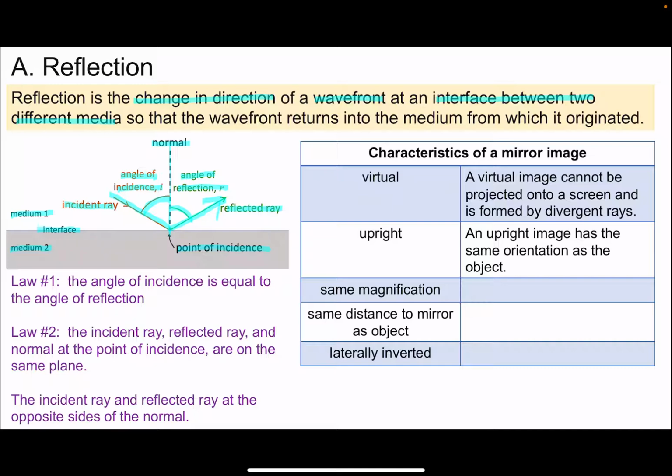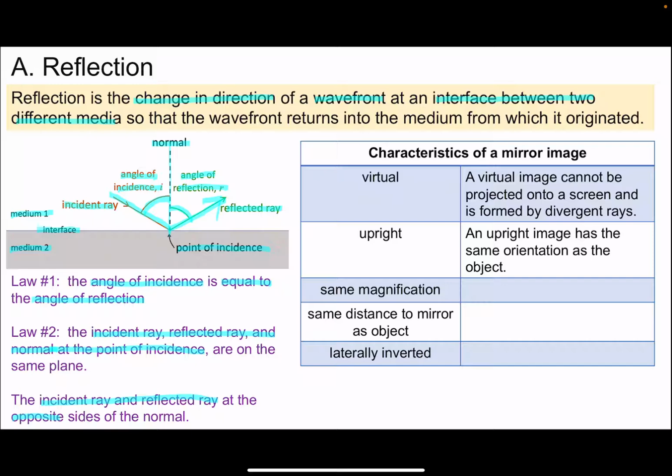Now, the laws of reflection state that this angle of incidence i is equal to the angle of reflection r, and that the incident ray, reflected ray, and the normal at the point of incidence are on the same plane. Now, it also says the incident ray and the reflected ray are at opposite sides of the normal.